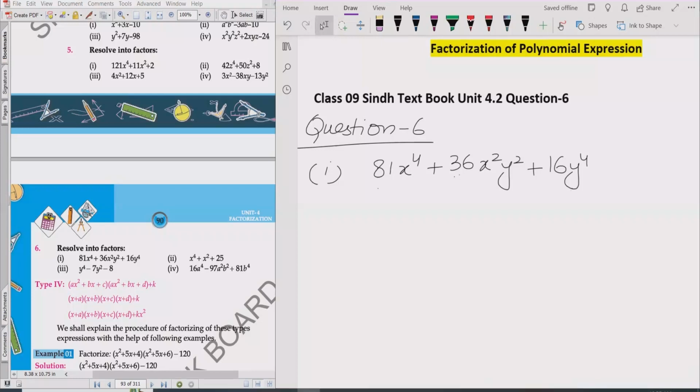Today we will learn about the factorization of polynomial expressions. Here we are following class 9th textbook, unit 4.2, question number 6. In question number 6 we have a few questions, some related to the perfect square formula, and we can solve them through the factorization middle term break method as well.